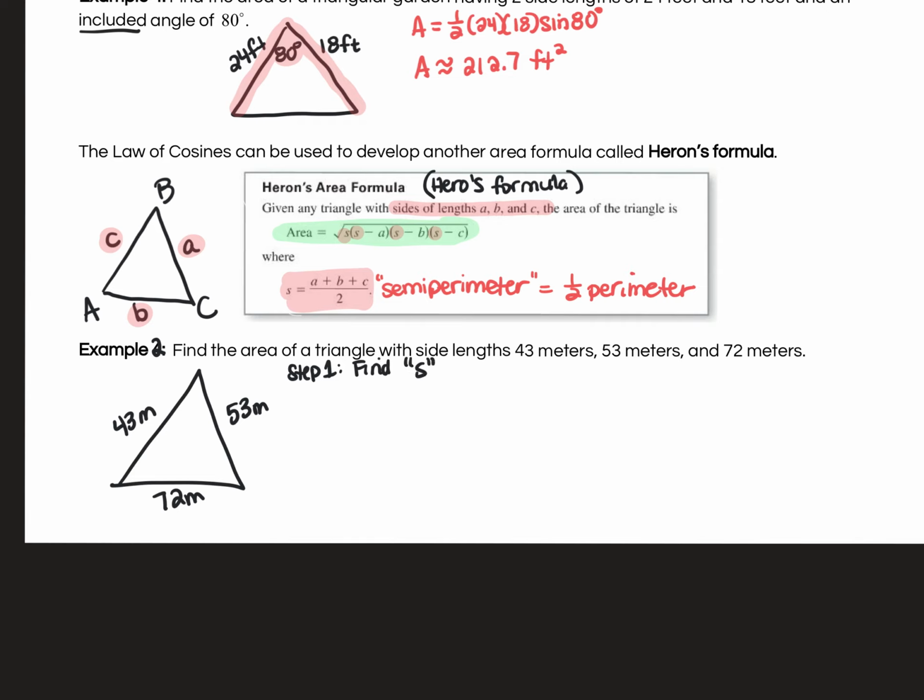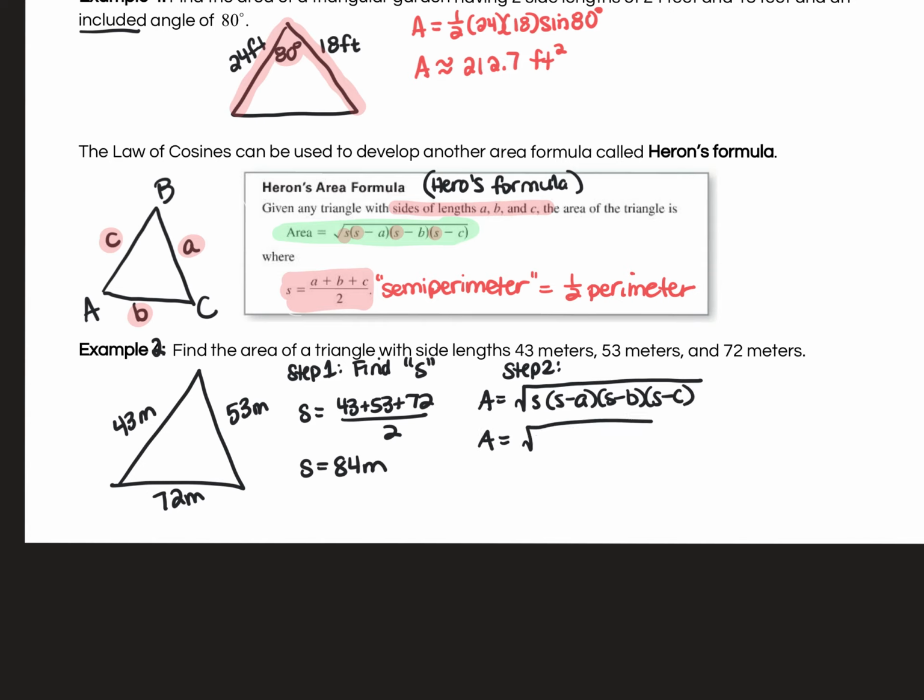To find the semi-perimeter, we're just going to take our three sides and add them together and then divide that by 2. You should get 84. So my semi-perimeter is 84. Next up, I'm going to actually calculate the area, and I do that by using the formula. So my area formula will be the square root of, and I'm just going to write the whole thing out. It's the semi-perimeter times, and then we take the semi-perimeter and we subtract each of our side lengths. And we find that product, and then we'll take the square root of it.